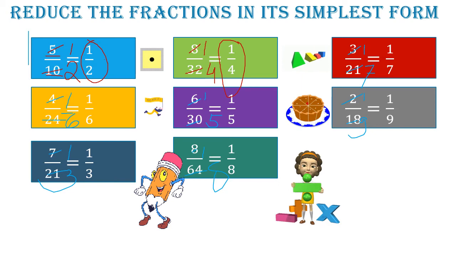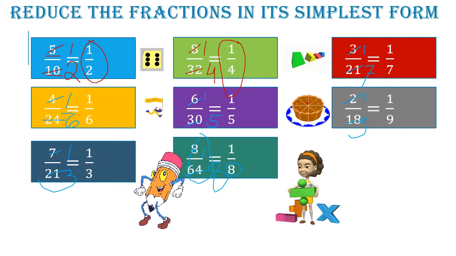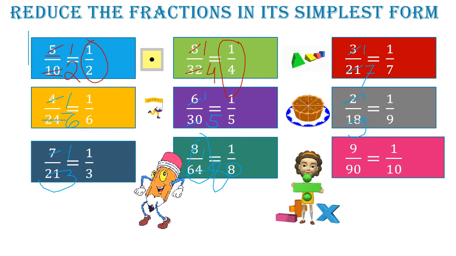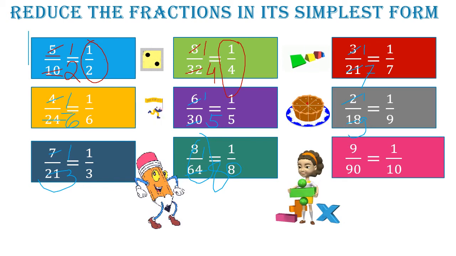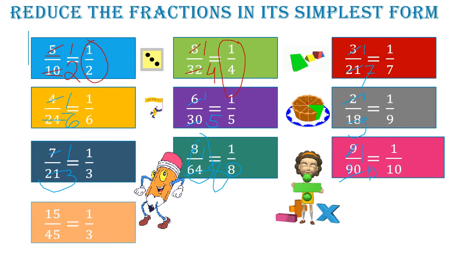Now you can see again, it's 8 by 64. So 64 is 8 times 8. So the denominator is 8 times the numerator, right? Let's see, 9 by 90. So the denominator is 90, numerator is 9. 9 times 1 is 9 and 9 times 10 is 90. So the fraction is 1 by 10.